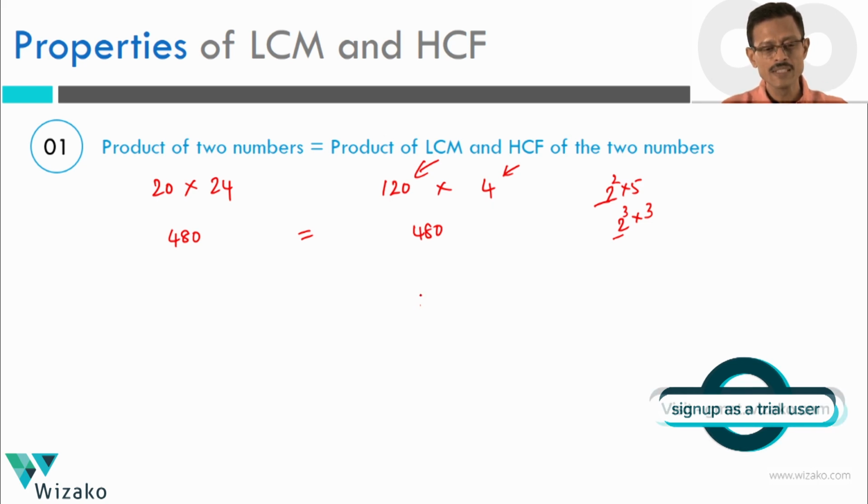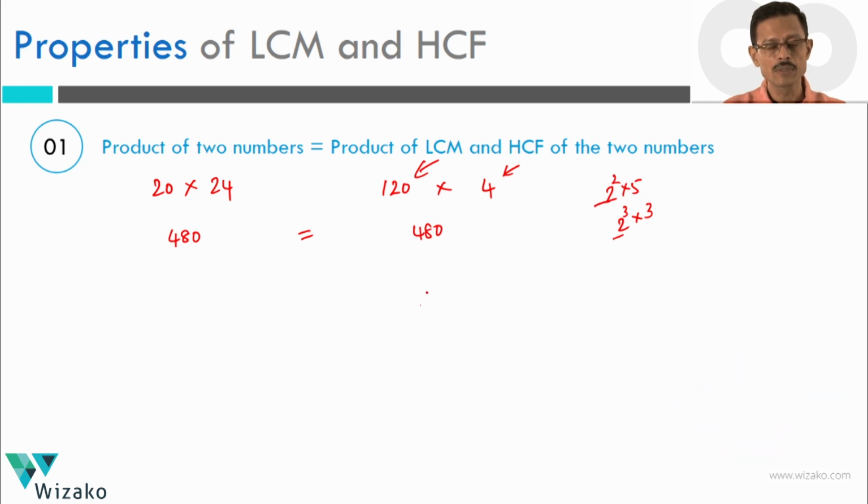Hold on for a minute. This will work for two numbers. The product of two numbers is always equal to the product of the LCM and HCF of two numbers. For more than two numbers, this may or may not hold good. So please do not extrapolate it, thinking that the product of three numbers is going to be the same as the product of the LCM and HCF of these three numbers. It need not hold good.